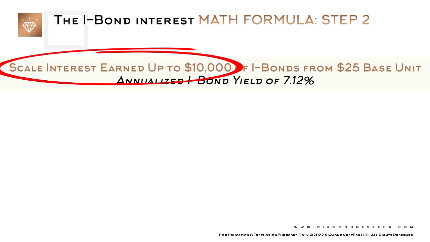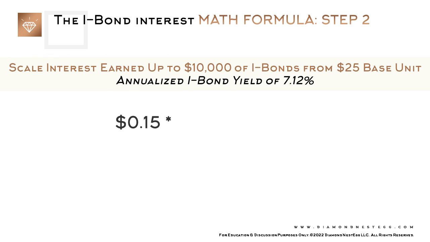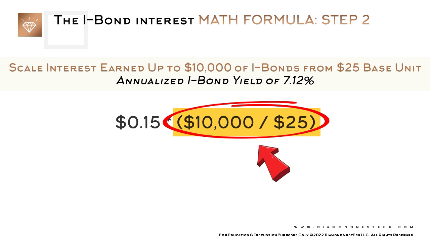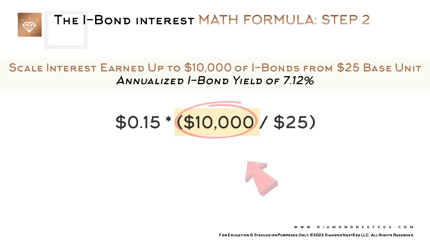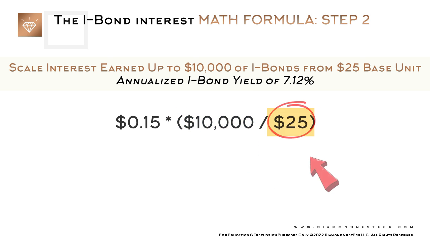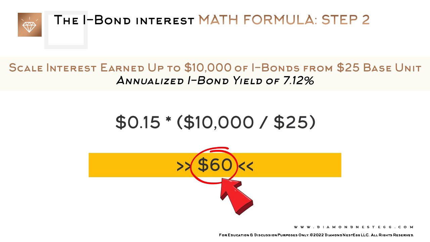Treasury Direct scales up to larger amounts. In this example, it's $10,000 of I-bonds. So, 15 cents is what you would earn on $25 of I-bonds in month 1. Again, what shows up in month 5. Now, multiply that 15 cents by the scaled up factor of 400, which is what's in parentheses: $10,000, what you actually purchased, divided by the initial base unit of $25 used by Treasury Direct for the math formula. And here's your $60 of month 1 interest earned.